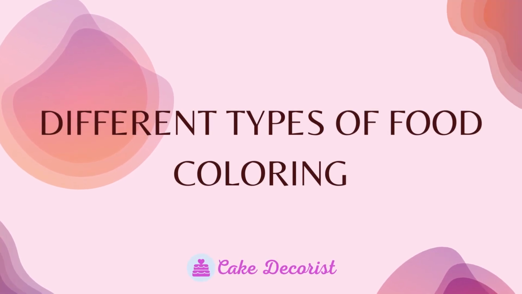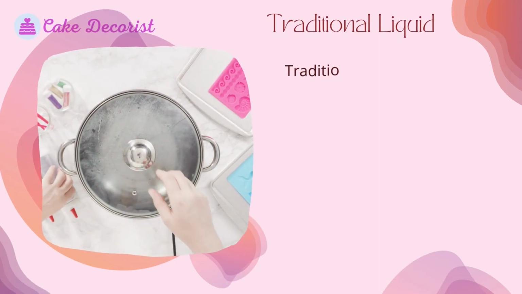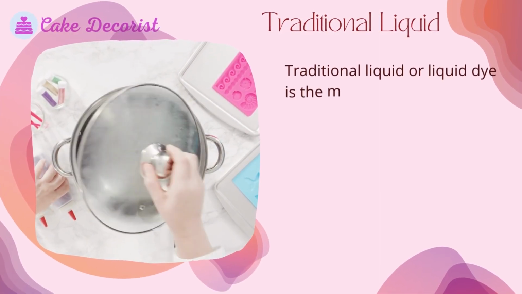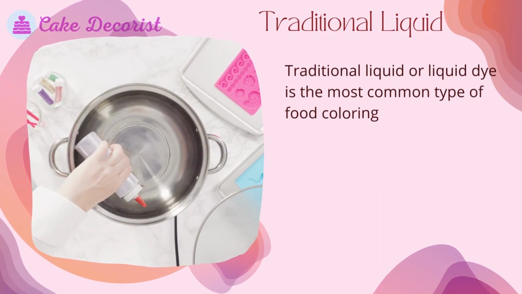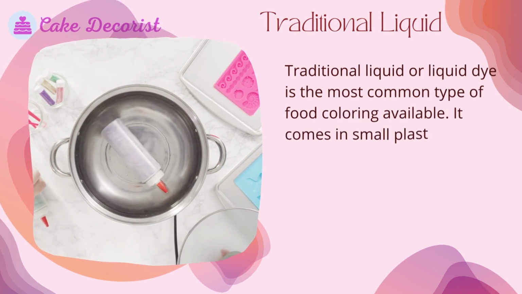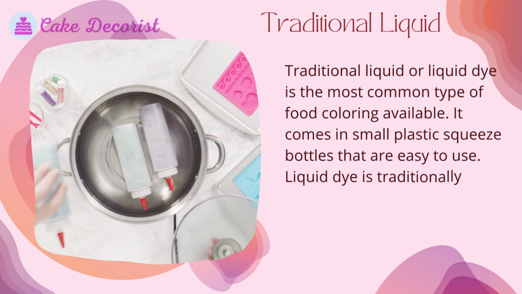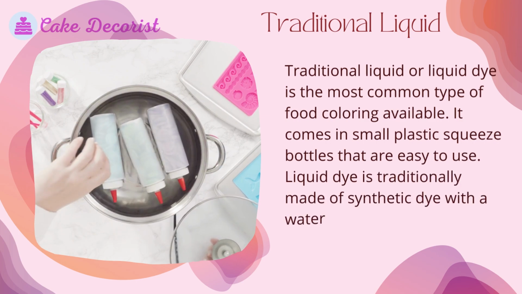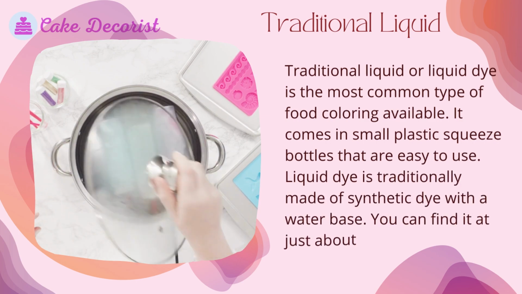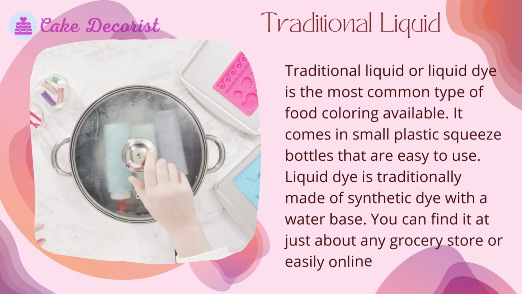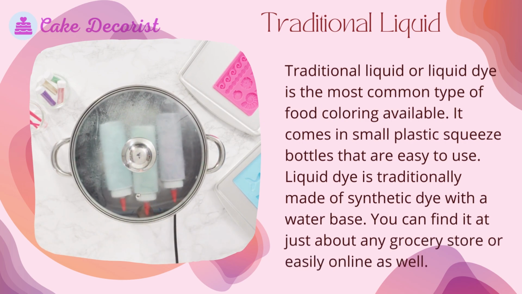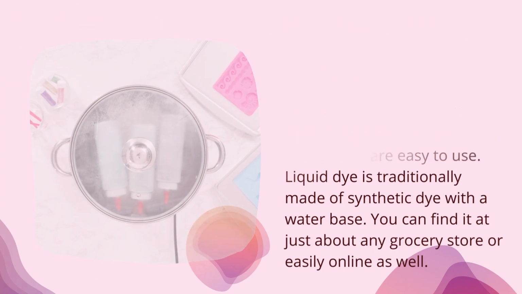Different types of food coloring. Traditional liquid. Traditional liquid or liquid dye is the most common type of food coloring available. It comes in small plastic squeeze bottles that are easy to use. Liquid dye is traditionally made of synthetic dye with a water base. You can find it at just about any grocery store or easily online as well.